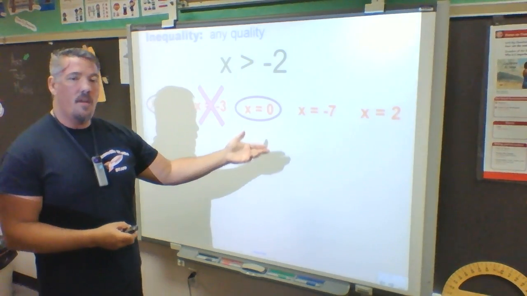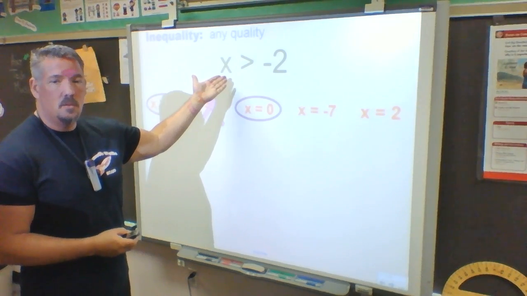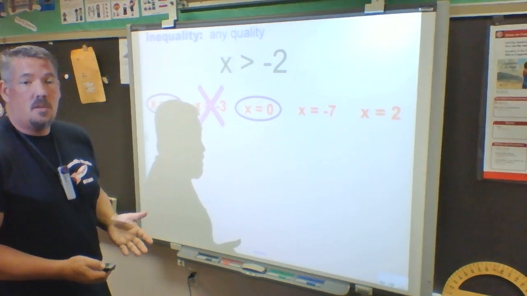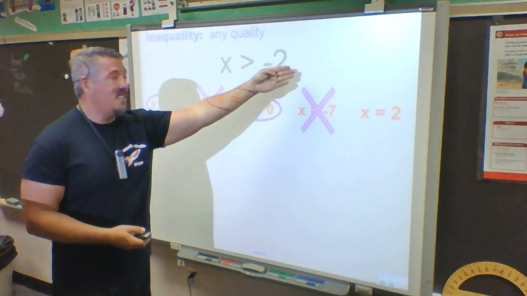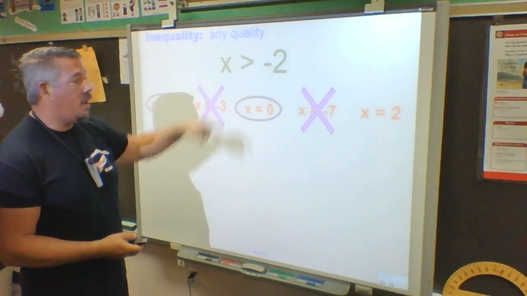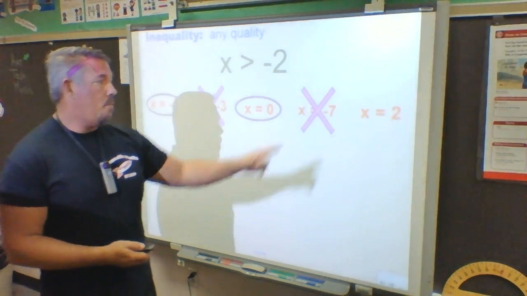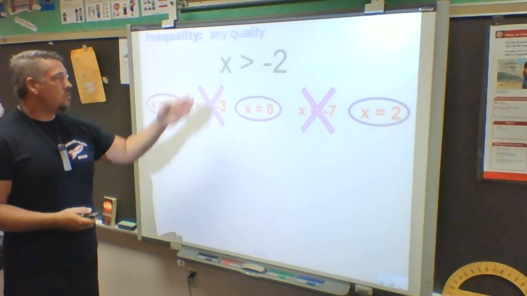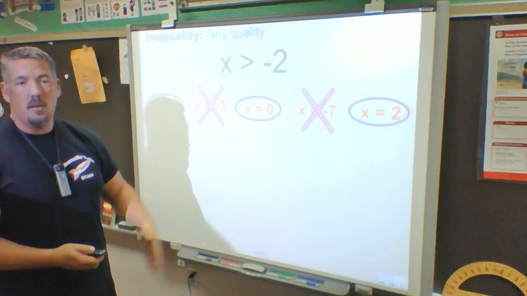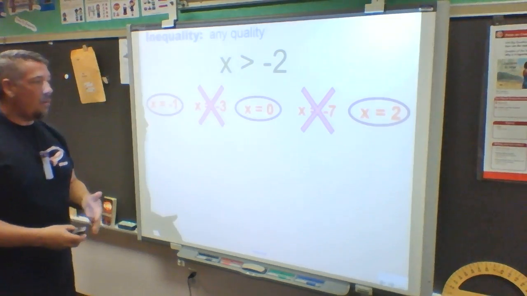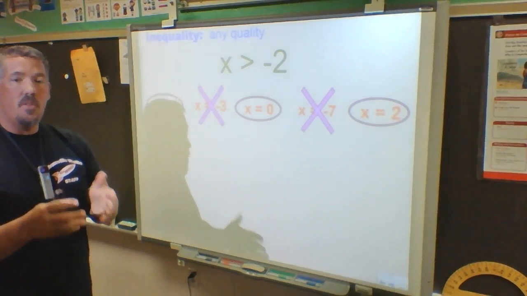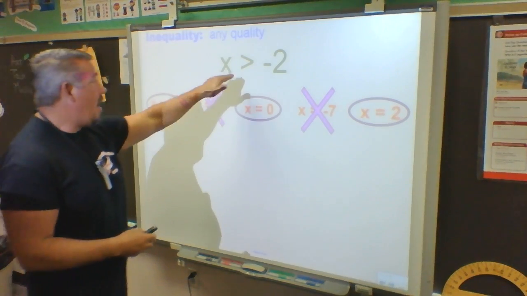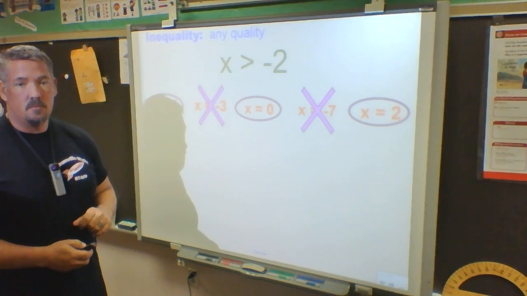How about -7? Can x be -7? No, that makes it a false statement, doesn't it? Because -7 is less than -2, so that cannot be true. Well, how about +2? Yeah, that would work, because 2 is definitely greater than -2. So an inequality just says any number that it can be to make this a true statement.